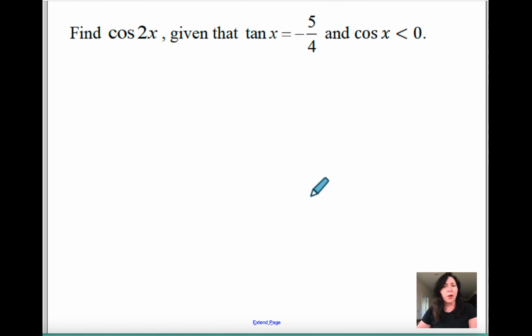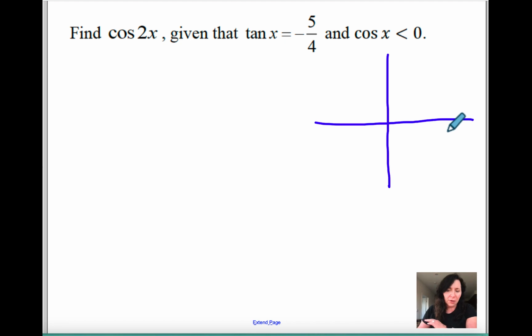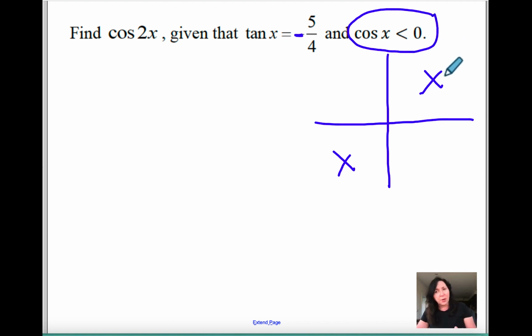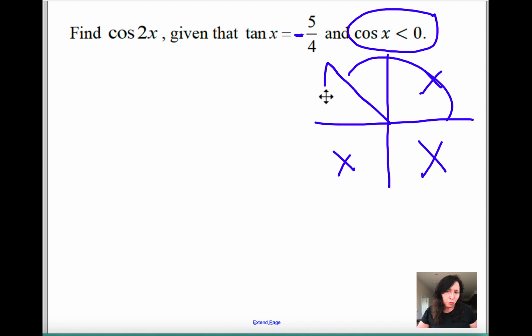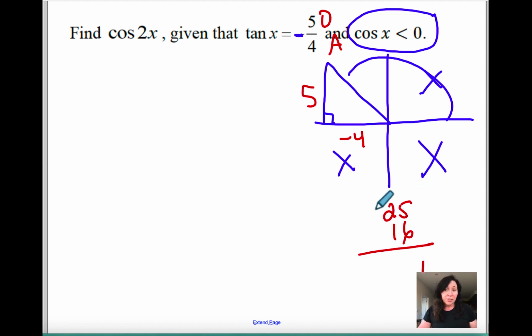That's it. For this one, I'm asking you for cosine of 2x. Again, your biggest issue is to draw the graph in the correct quadrant. Okay. Tangent, negative. Do you see the negative sign here? Where is tangent negative in these quadrants? Not here, not here. So of these two remaining quadrants, where is cosine less than 0? Meaning, where is it negative? Not here. So we must be in this second quadrant. Draw your triangle. Negative 5/4, opposite over adjacent. So 5 over negative 4. Again, not a 3, 4, 5 triangle. We've got 25 plus 16, which is 41. So this is the square root of 41. Okay.